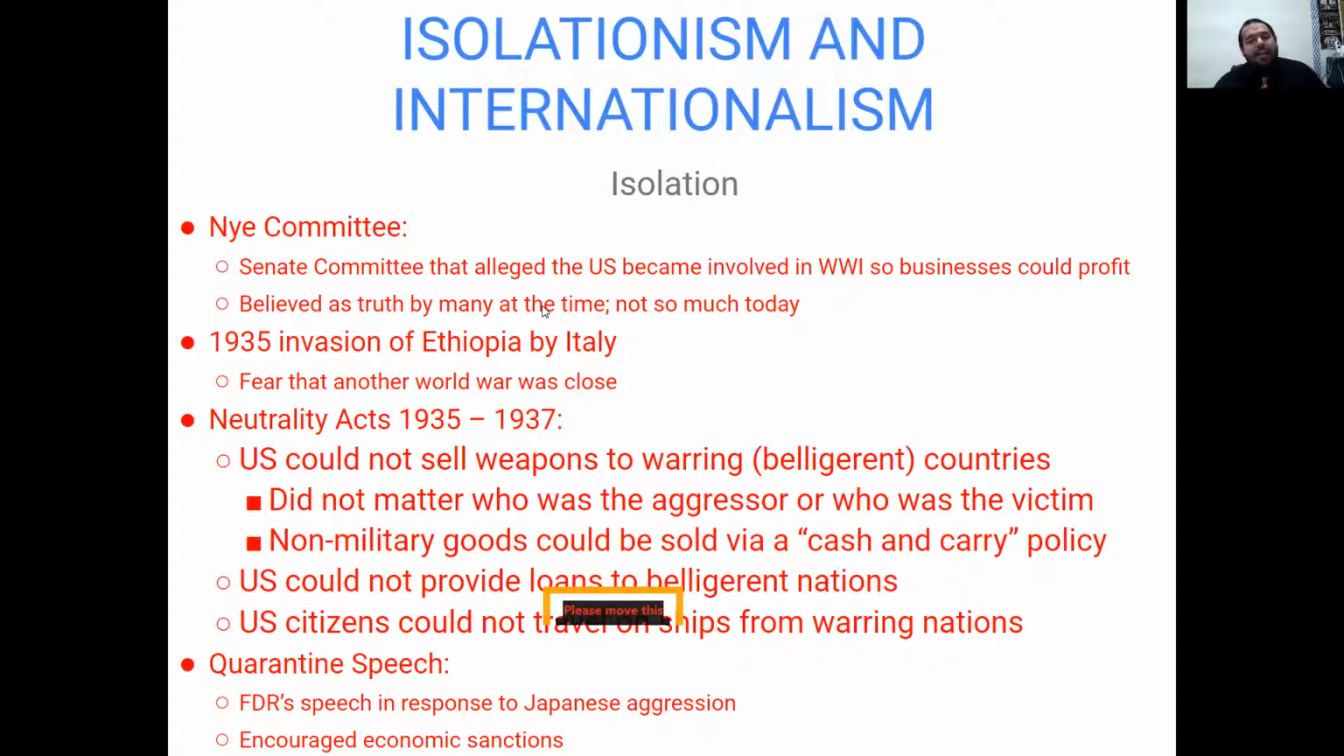The U.S. could not provide loans to belligerent nations, and U.S. citizens, learning from the Lusitania mishap, could not travel on ships from warring nations.